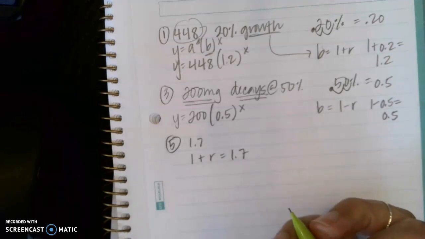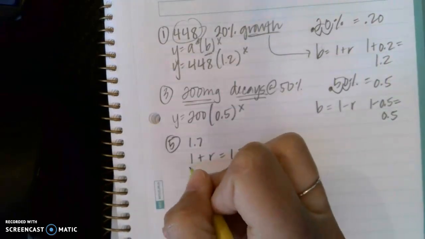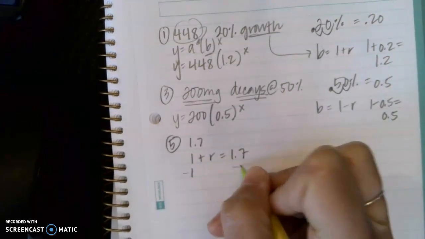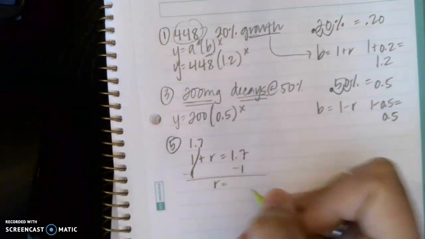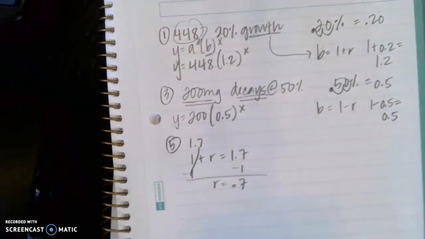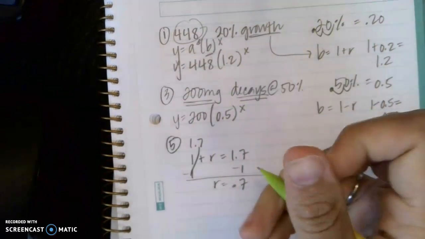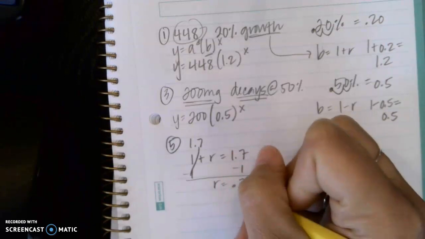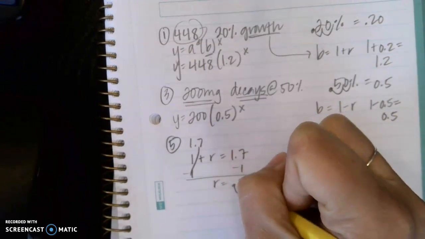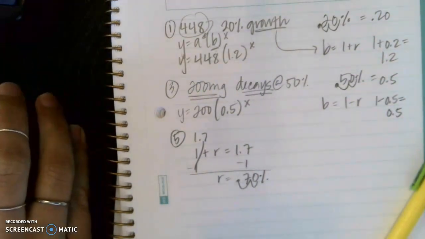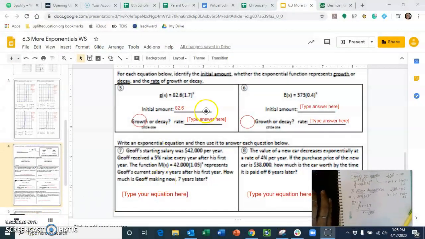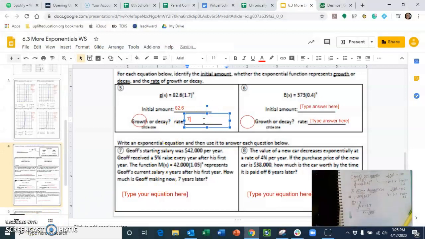That's what my equation would be if I were to find this 1.7. And now you're going to solve for r. What's the inverse of a positive 1 right here? You'll subtract 1. So that means r equals 1.7 minus 1 is 0.7. Now that's a decimal. We're doing this now in reverse. To make this into a percent, you'd move it 2 places to the right, which would mean that my growth rate is 70%. So my rate is 70%. And you guys will do number 6.